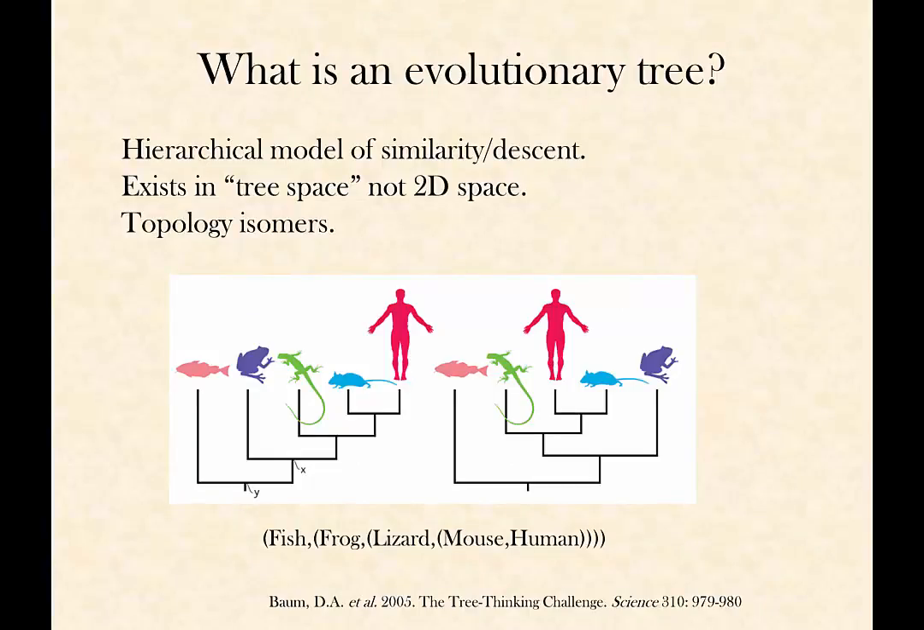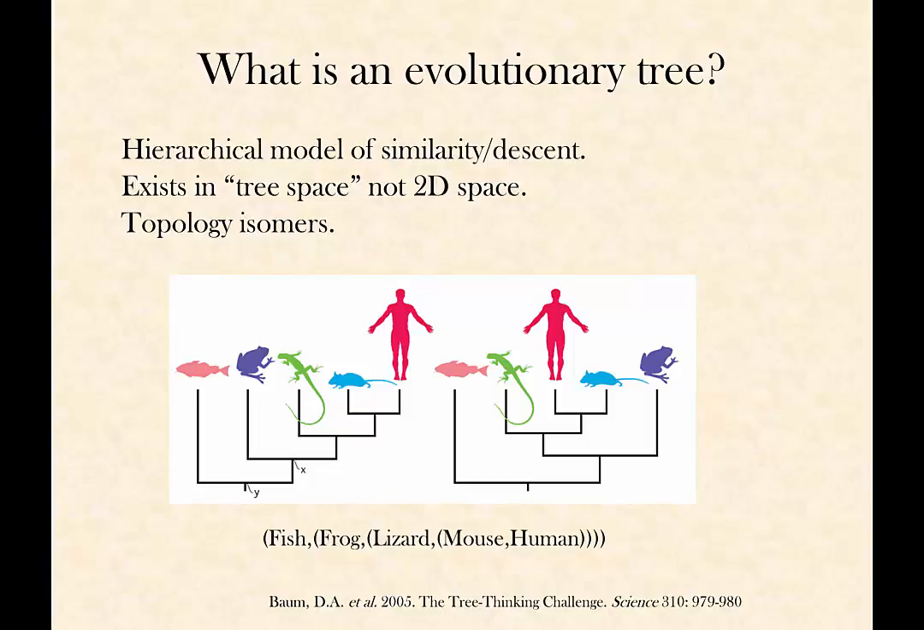So I've been waffling on about evolutionary trees, but I haven't actually told you what one is yet. I'm kind of expecting a reasonable knowledge from you, but here we go anyway. So what is an evolutionary tree? It's a hierarchical model of similarity or descent, and we're particularly interested in descent. So in this diagram, the human is more closely related to the mouse than we are to the lizard. The human, the lizard, and the mouse are more closely related to each other than to the frog. Okay, that's how you read them.